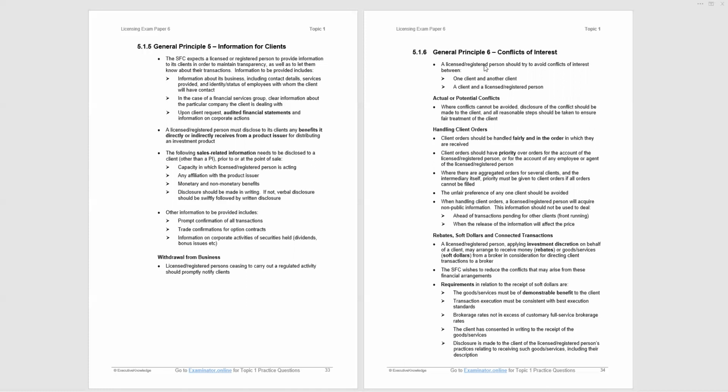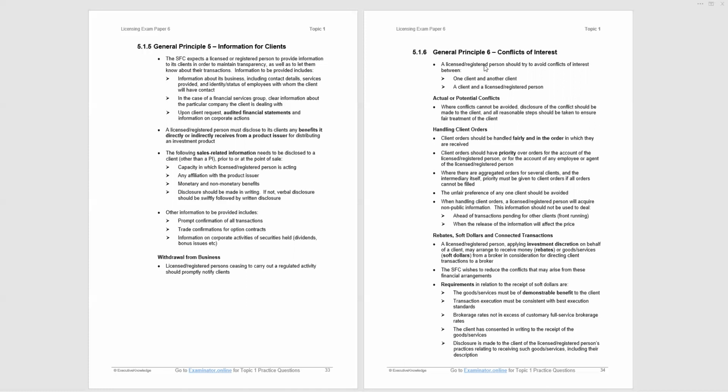If you cannot avoid, then you must inform the client of the conflict, and then it's up to the client as to whether or not you continue. This principle also covers the handling of client orders, rebates, soft dollars, connected transactions.